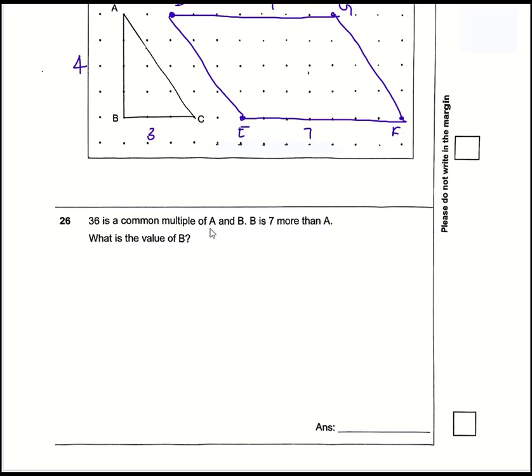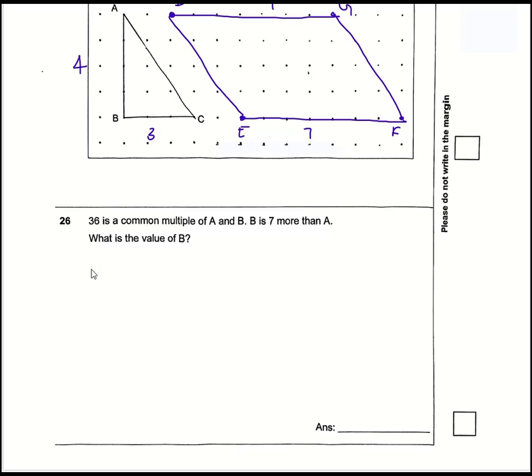36 is a common multiple of A and B. B is 7 more than A. What is the value of B? We see that 36 is a common multiple of both A and B, which means A times something and B times something gives you 36.